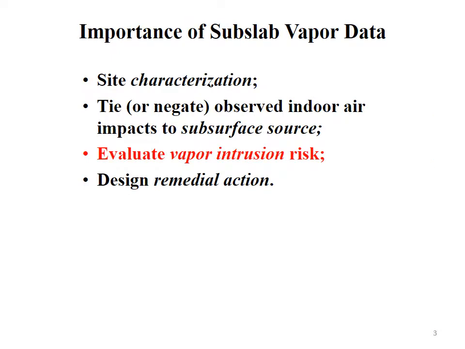Let's start off with talking about why we collect subslab vapor samples in the first place. The first, kind of obvious, is for site characterization, just to identify the presence or absence of contamination of volatile chemicals under a building. Also very important, we want to try to tie or negate observed indoor air impacts to subsurface sources. This is all part of evaluating potential vapor intrusion risk. Then the data can also be used to design remedial actions.